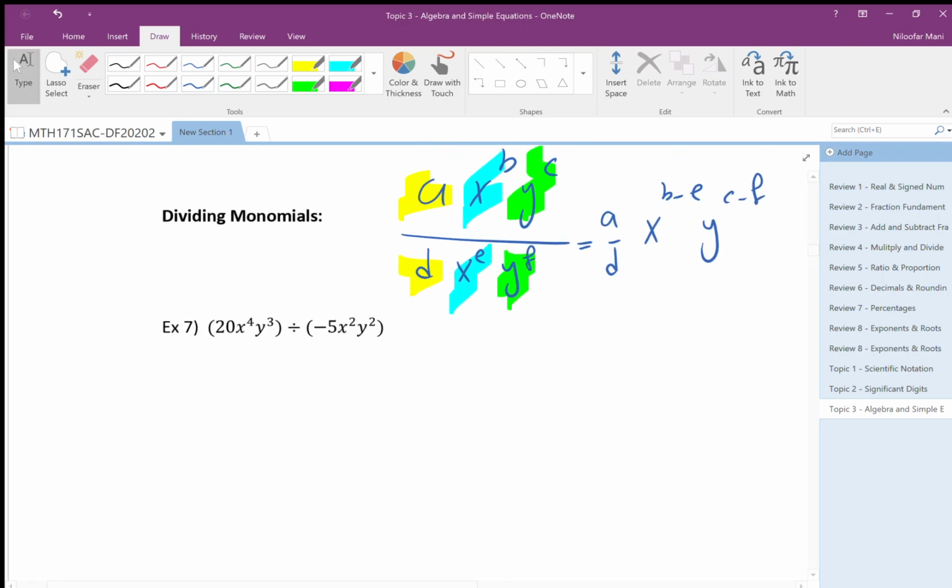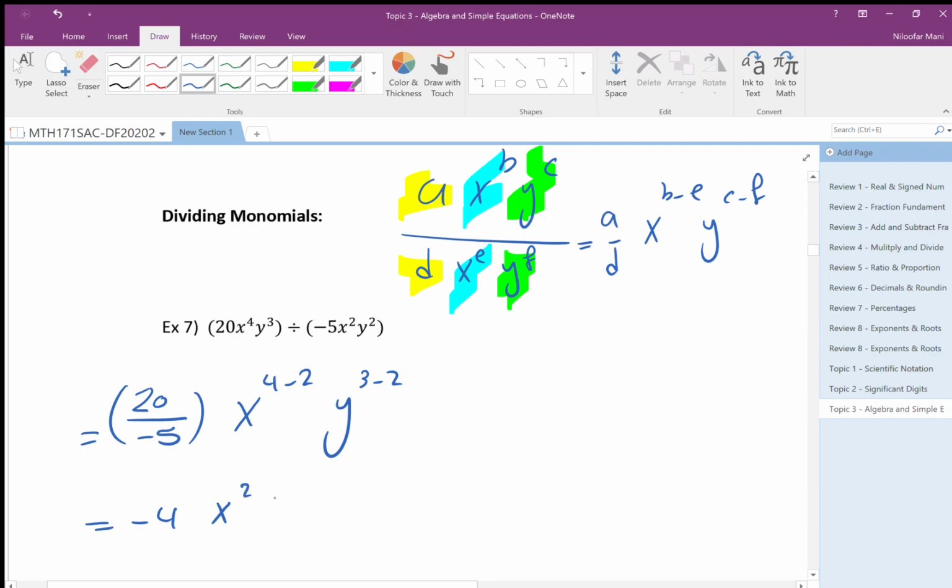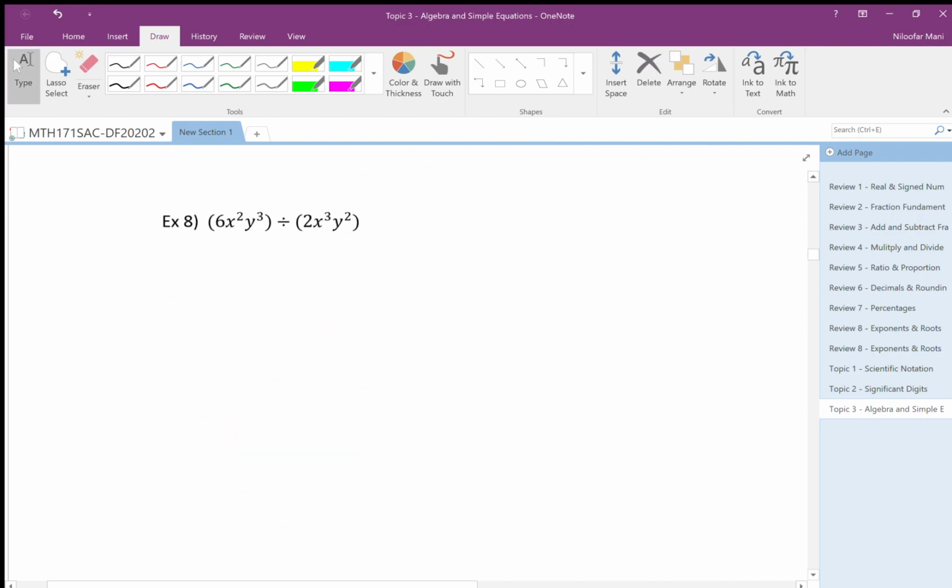Okay, and for each one you have to use its own rule. So number and number, you just do division like fractions. Okay, and for x and y you do with exponent rules. Okay, so here is 20 divided by this, x power 4 minus 2, y power 3 minus 2, which is minus 4x power 2 y power 1. Done. Okay, how about this one? 6 divided by 2, x power 2 minus 3, y power 3 minus 2, which is, I need an equal sign for each step, each line.